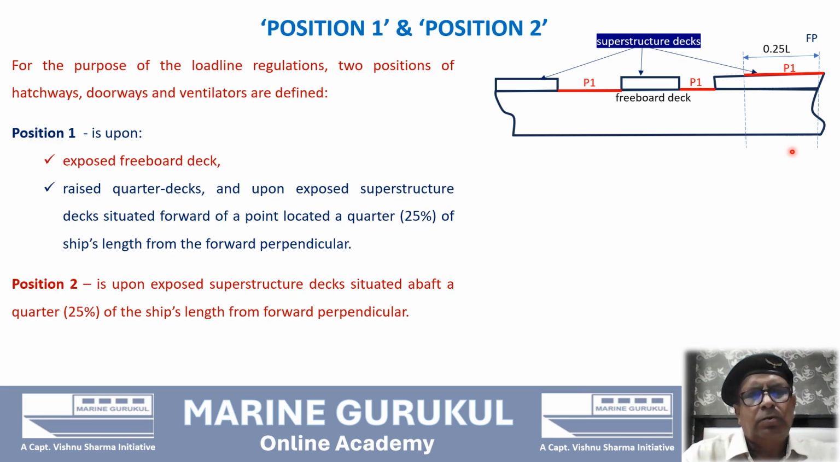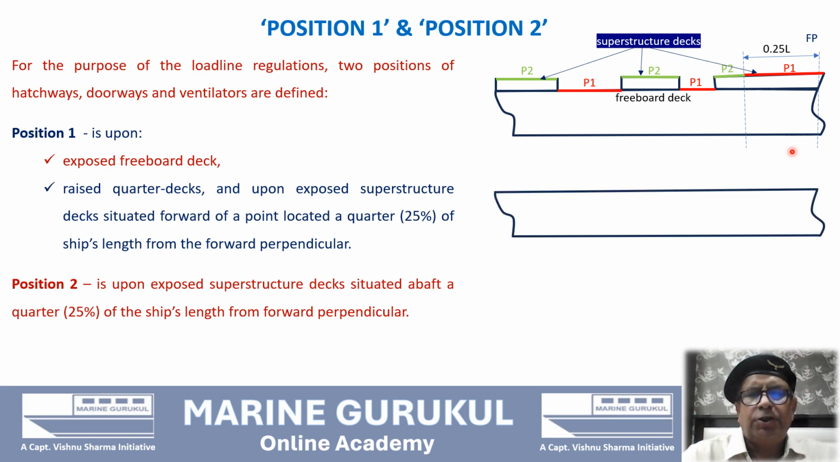What is position 2? The other decks exposed to weather will be position 2, that is, upon exposed superstructure decks situated abaft of 25% of the ship's length from the forward perpendicular. So in this diagram, the decks being marked in green are all position 2. What do you see from this diagram? That position 1 are the positions which are more severely exposed to sea. Relatively, position 2 is better protected than position 1.